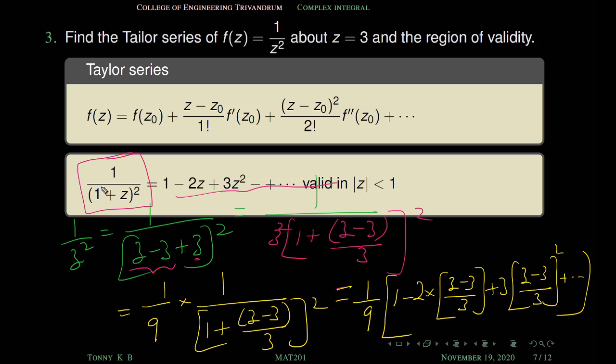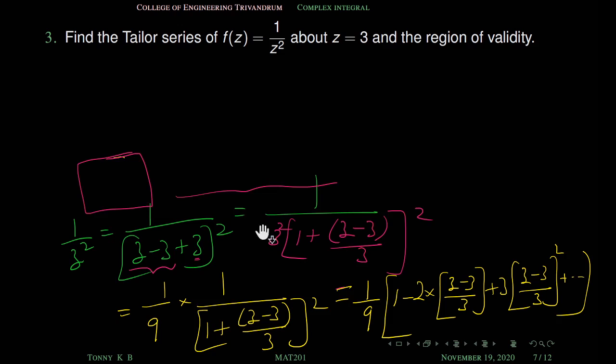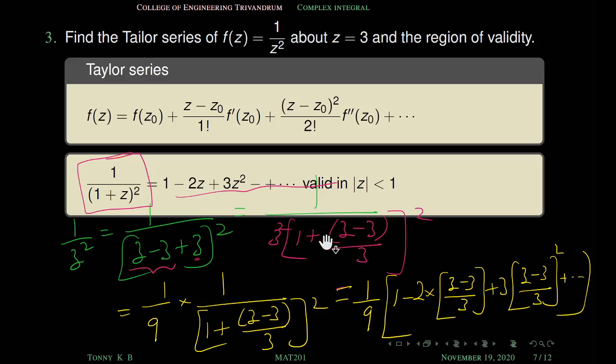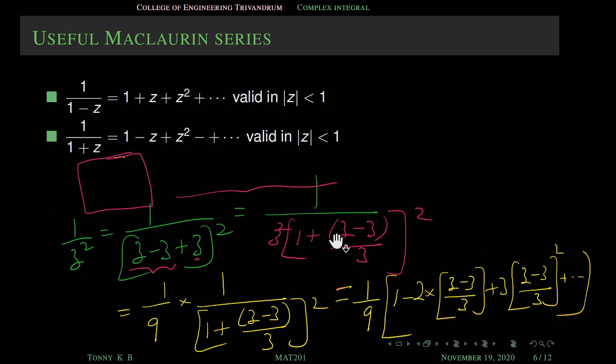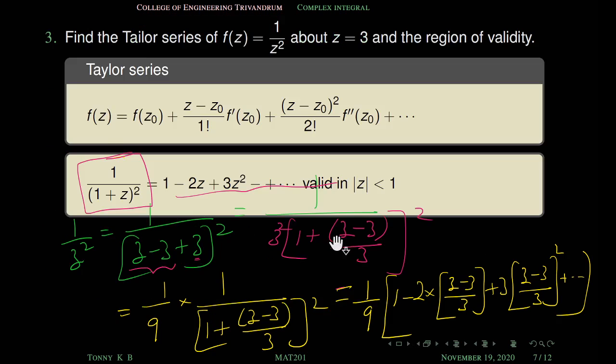Okay, so this is the Taylor series of 1 by z square about z equal to 3: 1 by 9 times 1 minus 2 times z minus 3 by 3 plus 3 times z minus 3 square by 3 square, minus plus etc.